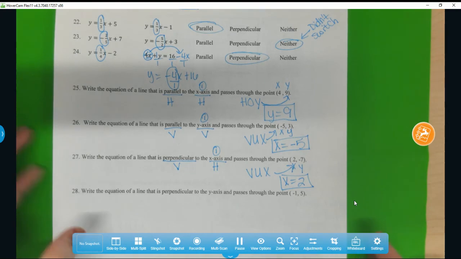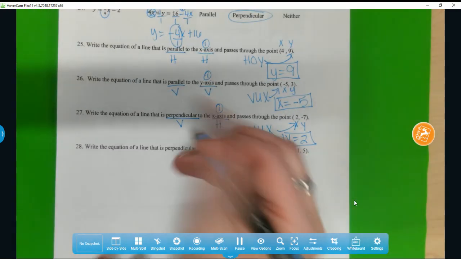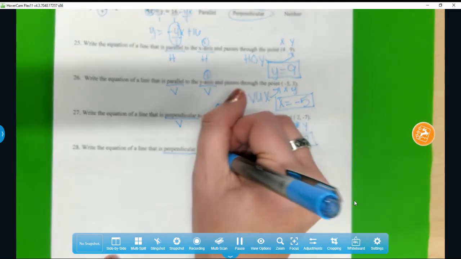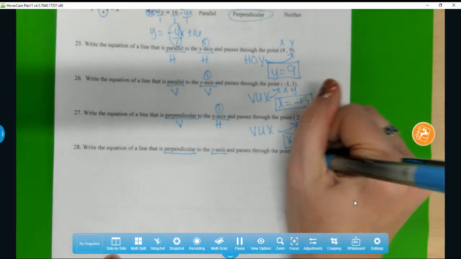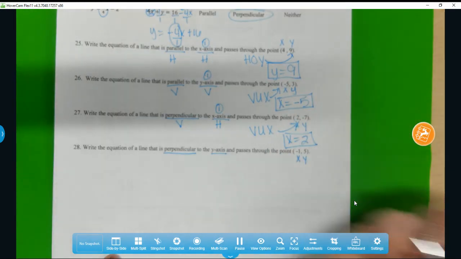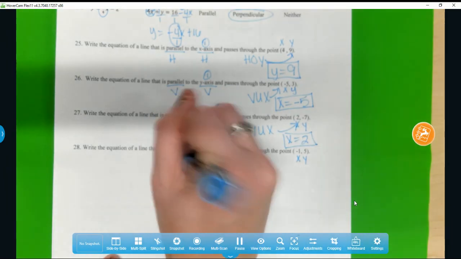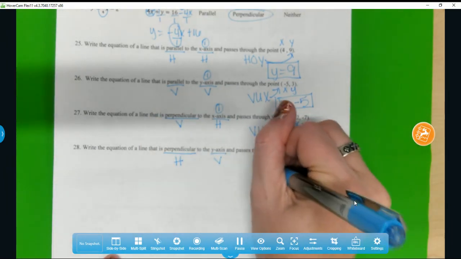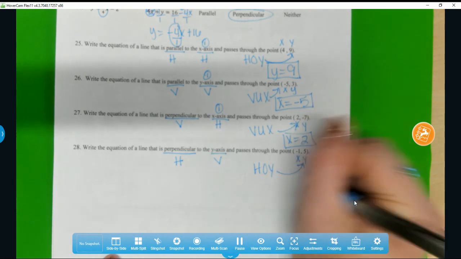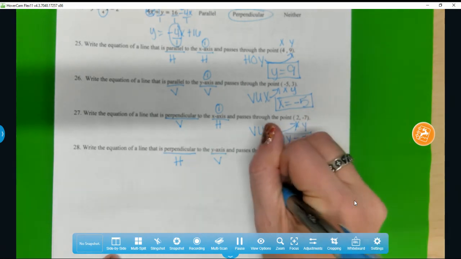Okay, last one. Write the equation of a line that is perpendicular to the y-axis and passes through (-1, 5). So the y-axis is vertical, perpendicular, I want it to be horizontal. So that is a Hoy equation. So I have y equals 5.